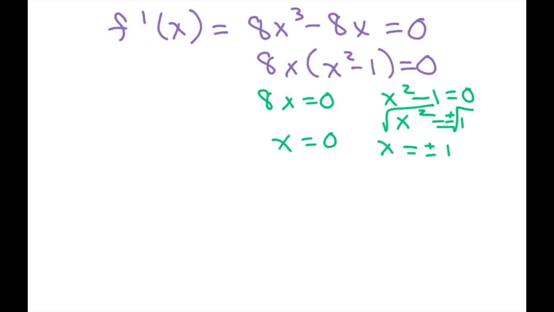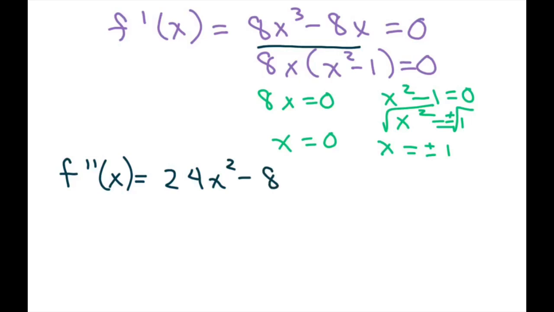In order to see if the point is a maximum or minimum, we usually take the second derivative and we plug each critical point into the second derivative. So let's do that. Our second derivative, f double prime of x, is going to be 24x squared minus 8. Now we plug in these critical points and see if we get a relative maximum or minimum.